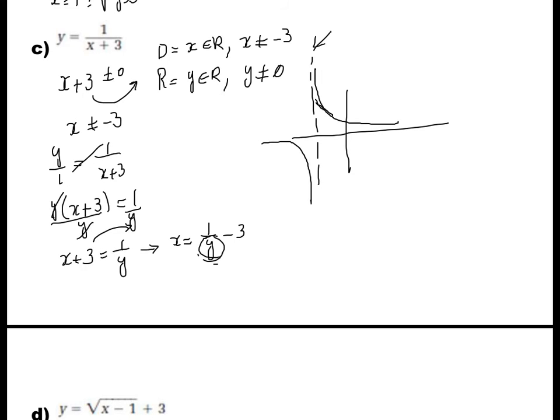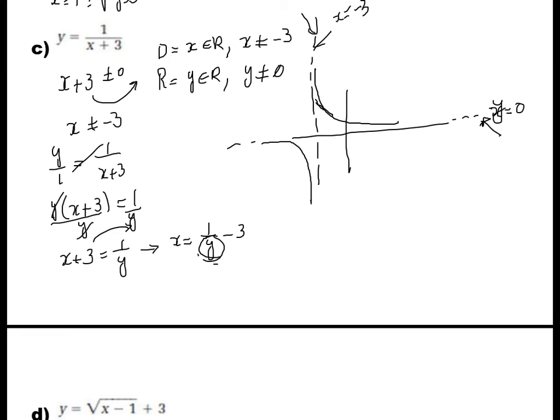Now this line is x equal to negative 3, which was our restriction. This line is y equal to 0. Now these two lines, x equal to negative 3 here and y equal to 0 here, they have a special name. We call them asymptotes. These asymptotes are lines that the graph gets close to, but it never hits or crosses. So our function has two asymptotes.